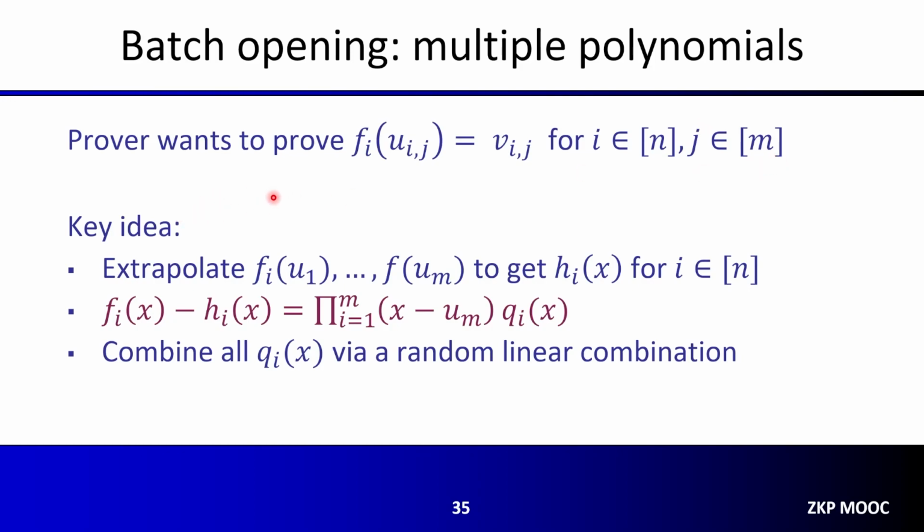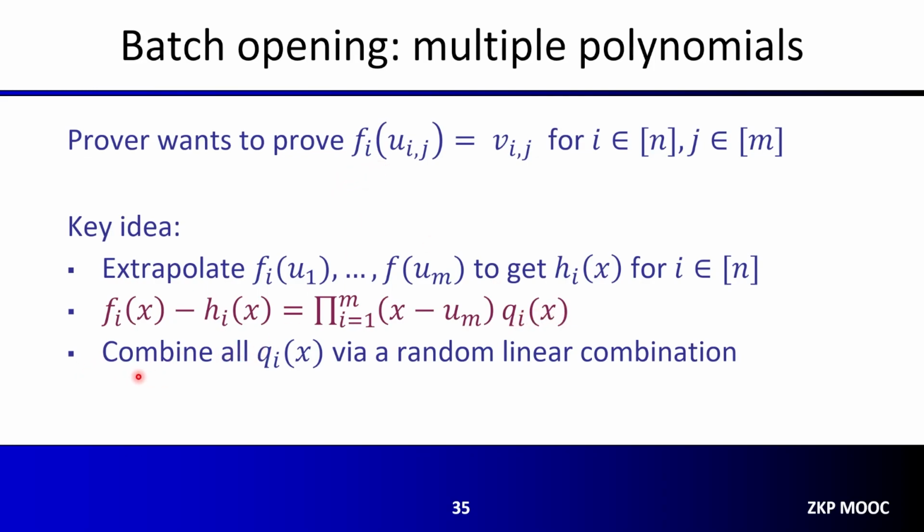And the key idea is kind of similar to the single polynomial case. For every polynomial f_i, we are going to extrapolate f_i(u_i1), f_i(u_i2), up to f_i(u_im), to get h_i(x) for i in N. Then, for the similar reason, we have a polynomial equation for every polynomial: f_i(x) minus h_i(x) equals the product of x minus u_ij times q_i(x). So we are going to have a q_i(x) for each polynomial f_i.